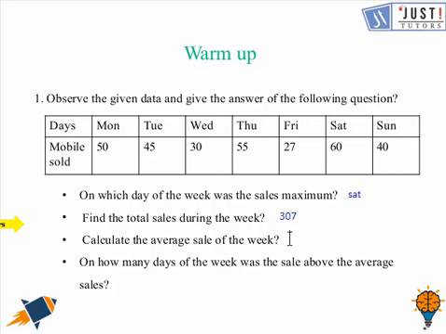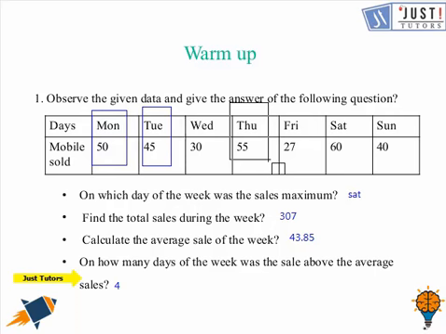For the next one, calculate the average sale of the week. We need to divide the total sale by the number of days that we have here. So the answer would be 43.85. Let's come to the last one that says on how many days of the week was the sale above the average sales. That was actually on 4 days and the days were Monday, Tuesday, Thursday and Saturday. So these were the 4 days on which the sale was actually above the average sale.